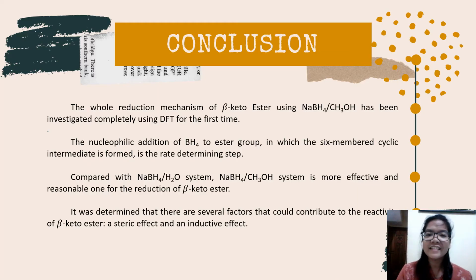For the conclusion, the whole reduction mechanism of beta-keto ester using sodium borohydride in methanol solvent has been investigated completely using density functional theory for the first time. The nucleophilic addition of borohydride to the ester group, in which the 6-membered cyclic intermediate is formed, is the rate-determining step. Also, compared with the sodium borohydride water system, the sodium borohydride methanol system is the more effective and reasonable one for the reduction of beta-keto ester. Finally, it was also determined that there are several factors that could contribute to the reactivity of beta-keto ester, which are the steric effect and the inductive effect.